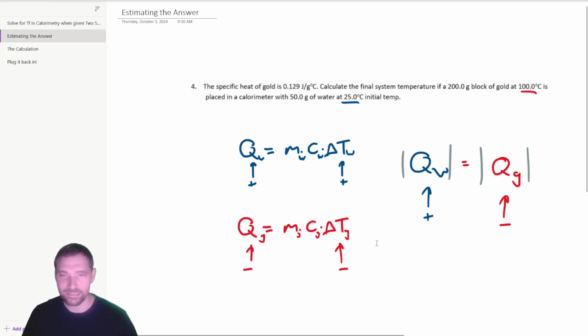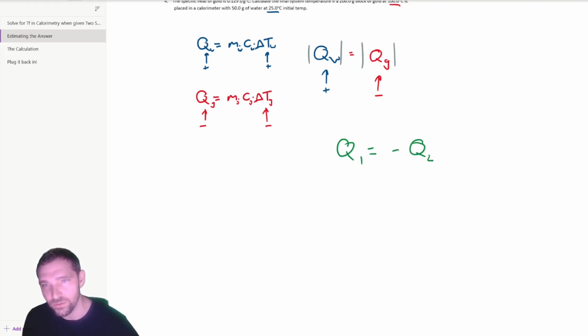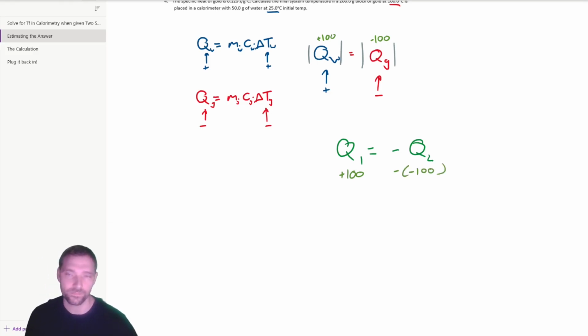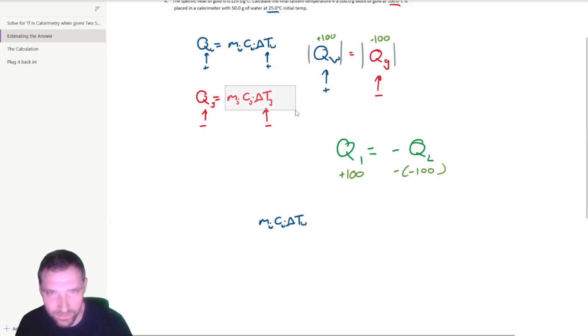To really set this up correctly, you'll sometimes see people use this formula of Q1 is equal to the negative of Q2. That's just taking account of these signs. So if this number was like a plus 100, this would be a negative 100. So plus 100 is equal to a negative of negative 100. And this is the key: recognizing that you're going to set these two things equal to each other, but they're going to have opposite signs. And so these change in T's are going to be opposite in terms of the signs that they have, but the general expression is equal to each other.